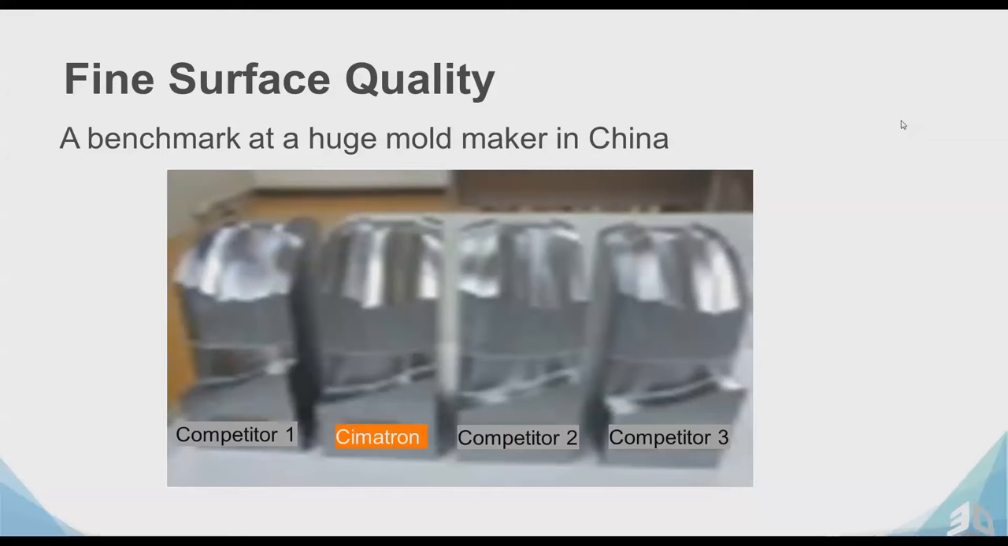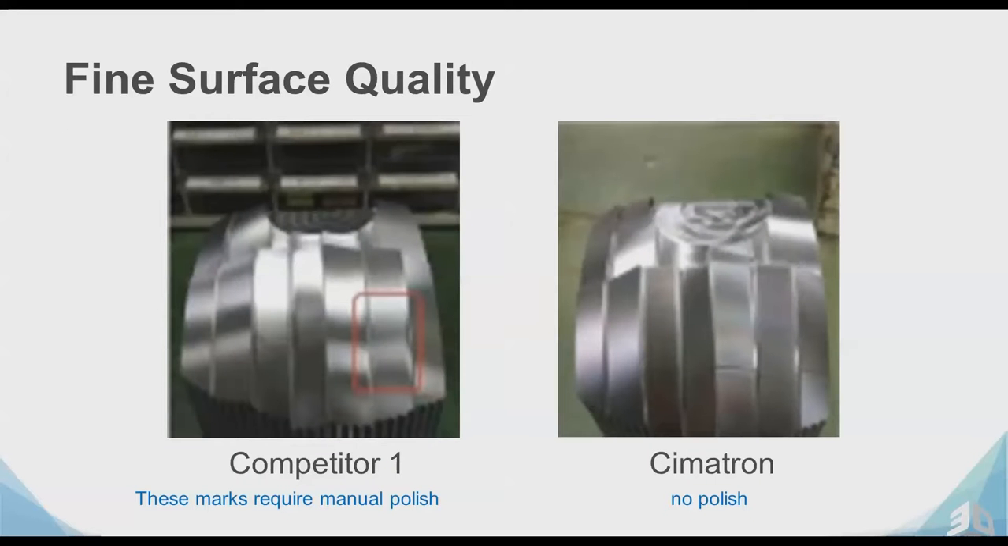Okay. Here we are seeing a benchmark at a huge mold maker in China. We see 4 competitors. Okay, we don't mention the names of the competitors. We can see competitor 1, Cimatron, competitor 2 and 3. 2 were disqualified, and zooming in the 2 runners-up, competitor 1 left side left some marks on the job, and Cimatron, the result was perfect, no need to polish. And this is due to this parameter called in the software fine surface quality.